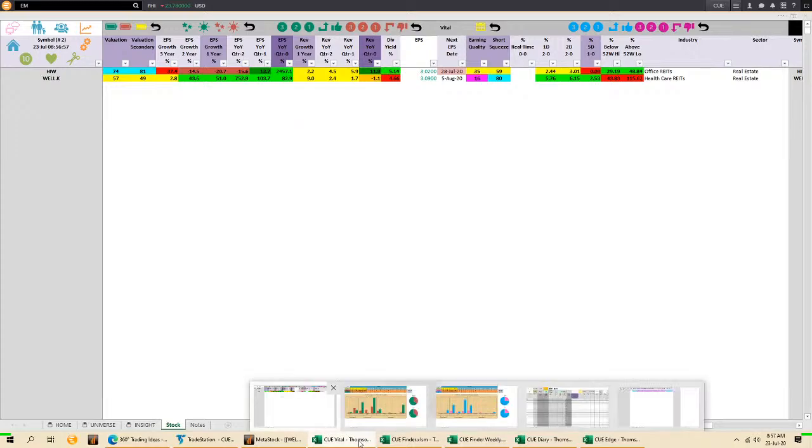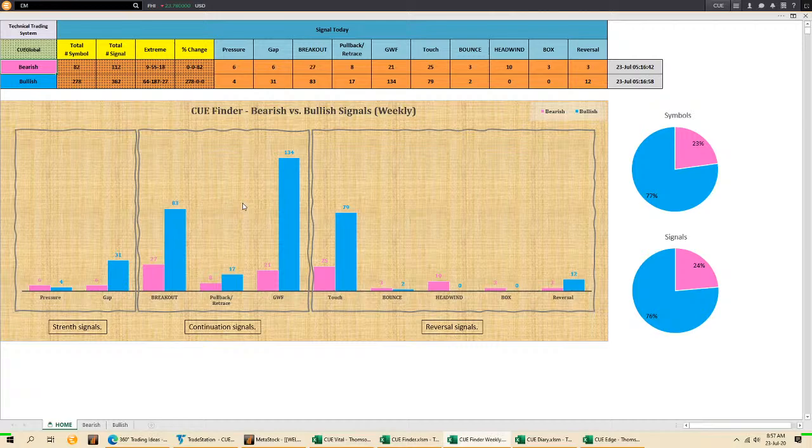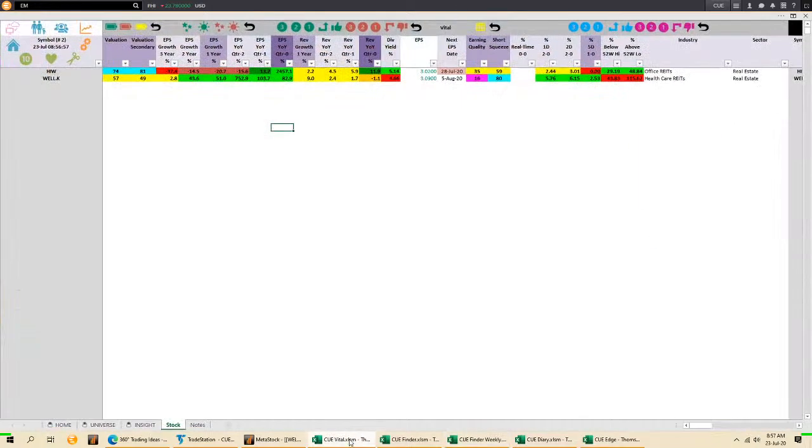Now about the versions of QFinder Weekly, which has the same calculation but the coloring of the chart is different for me to know instantly that it is weekly or daily I'm looking at. And the versions of QVital Edge Index where you have these revised smart filters, they are available now.